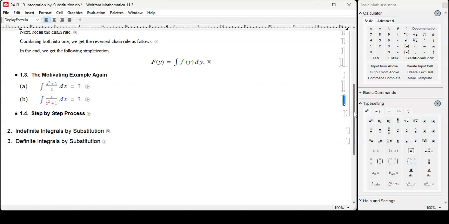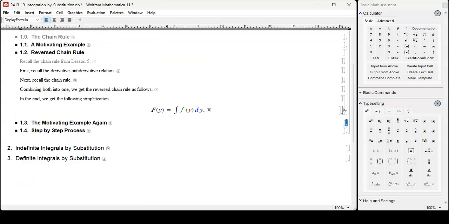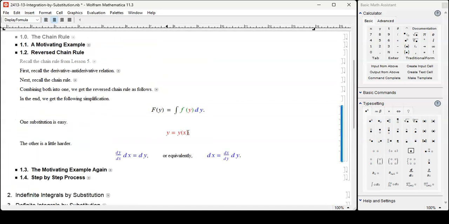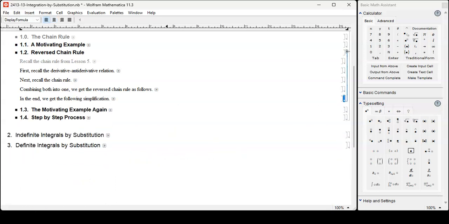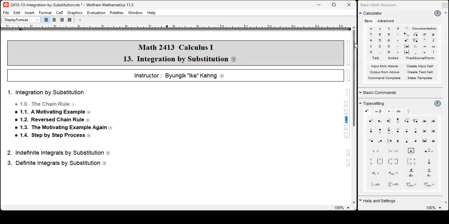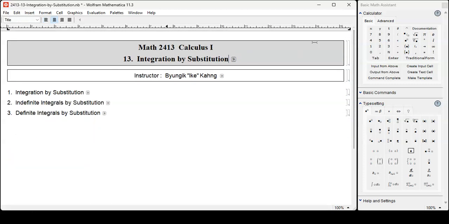So it all came from the reversed chain rule. So this substitution and that substitution. But even if you forgot about all those reverse chain rule business, you can still make it work by those two substitutions. We'll do more exercises about those in next videos.